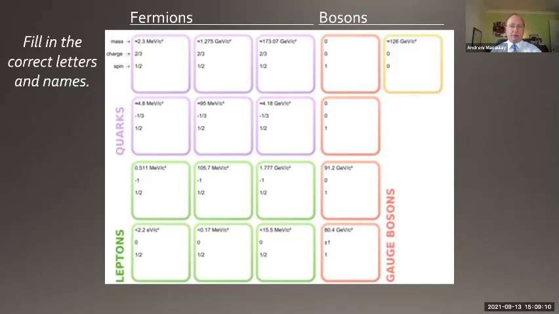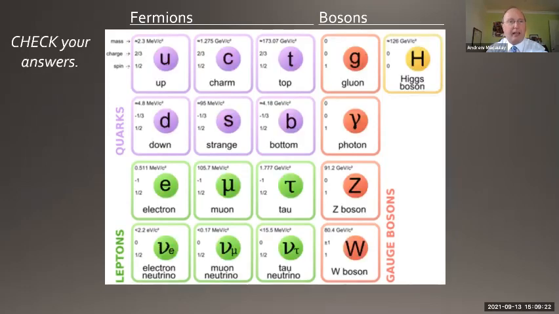So here are the names. So you can see the purple boxes are quarks, the green boxes are leptons, the orange boxes are gauge bosons, and the yellow one is the Higgs boson. And here are the answers. Now, what I'd like you to do is spend a minute or so filling in the names. They do have symbols. You've seen them before.